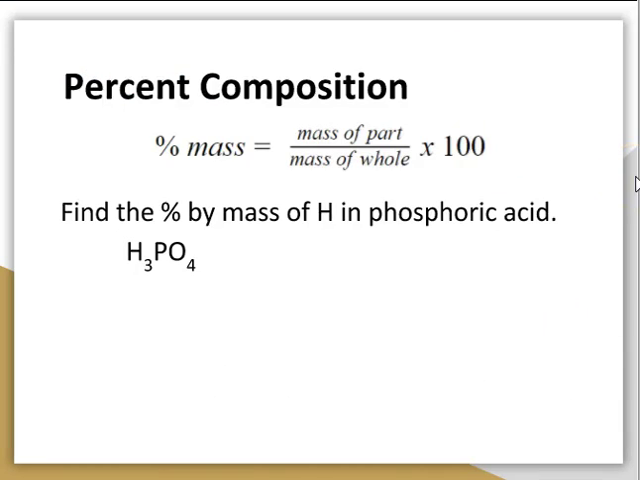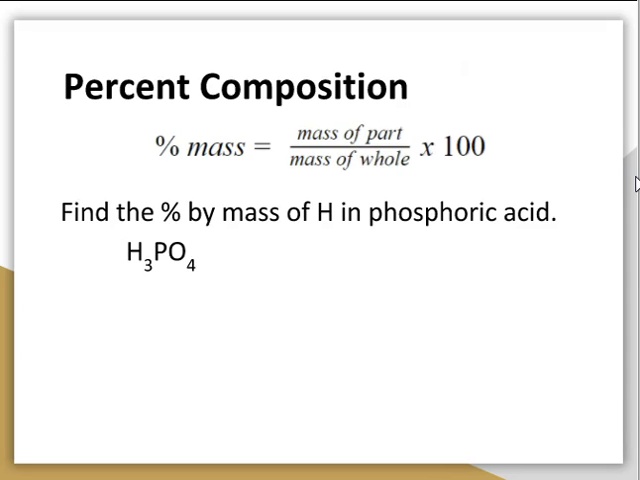Percent composition is pretty straightforward. Any percent is pretty straightforward. It's always the mass of the part over the mass of the whole. So you just need to figure out what is the part that we're talking about and what is the whole that we're talking about, and then you can figure out percent. Just like you would do with your test, right? What part did you get right, and what was the total, what was the whole? That's how you calculate your percent grade, or your percent of the questions you got right.